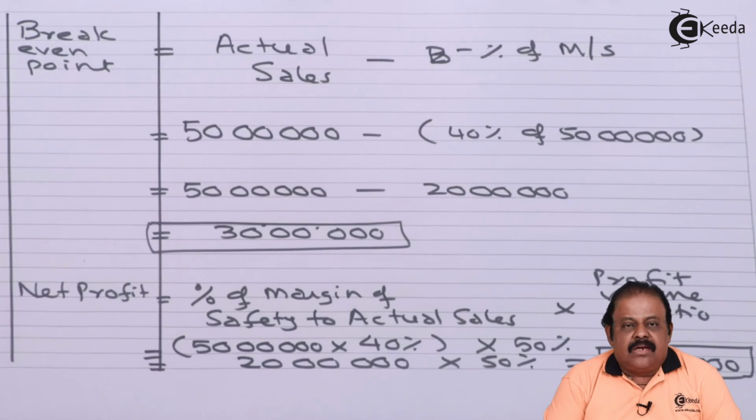So in this question we have understood based on margin of safety how we can calculate break-even point and amount of net profit.